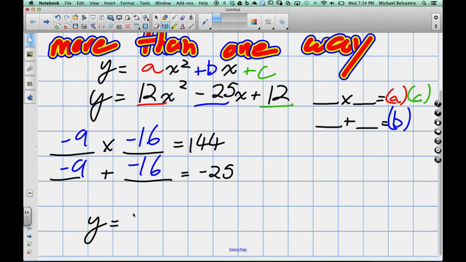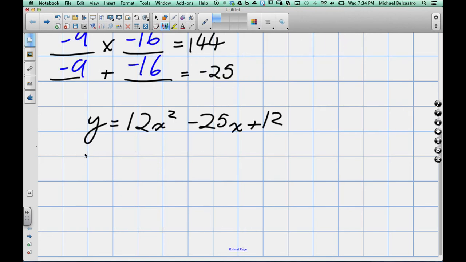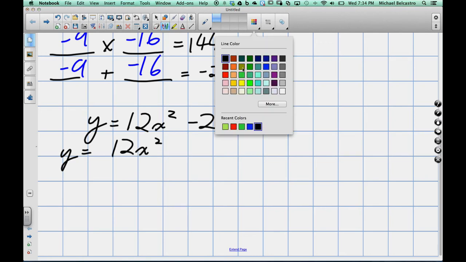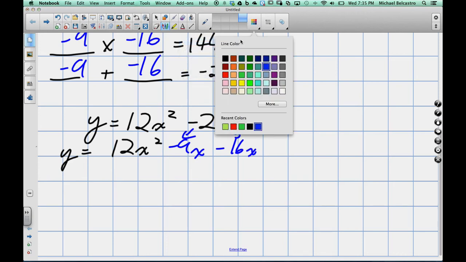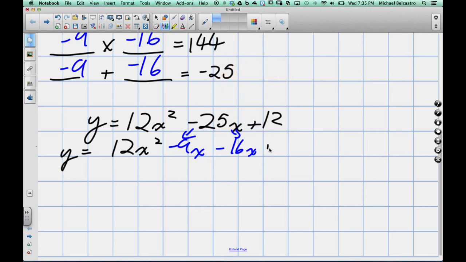We're called decomposition. So 12x squared is our a term. We keep the same. And I'll rewrite it here so you can see what our process is. I don't want to get you too confused. Y equals, we keep the 12x squared. Here we're going to break our negative 25x into two terms: negative 9x and negative 16x, because together they make 25, but we're decomposing them, splitting them apart. And finally, the last term is positive 12.